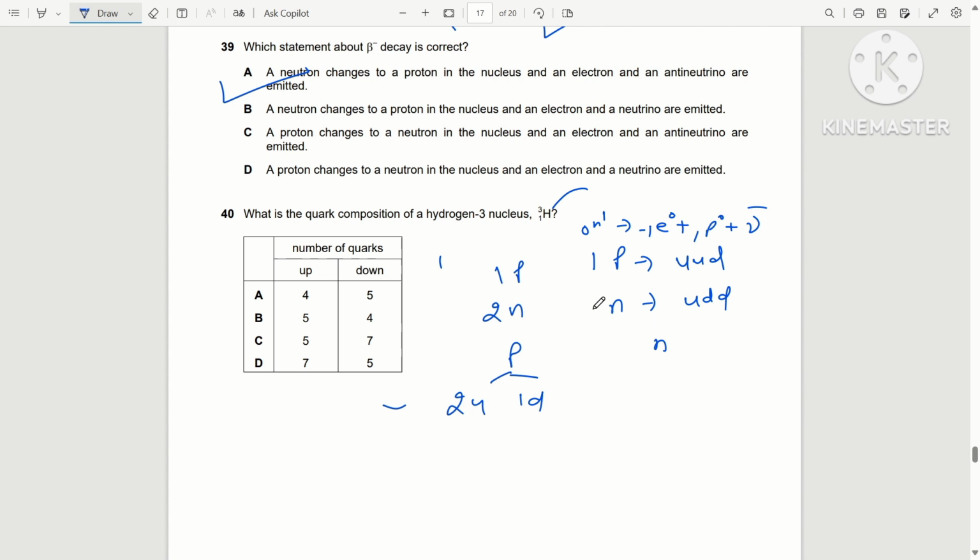And in neutron, since 2 neutrons are there, this means 2 U will be there and 4 D will be there. So how many total up quarks are there? 2 plus 2, 4 up quarks are there. And down quarks, 1 plus 4, 5.